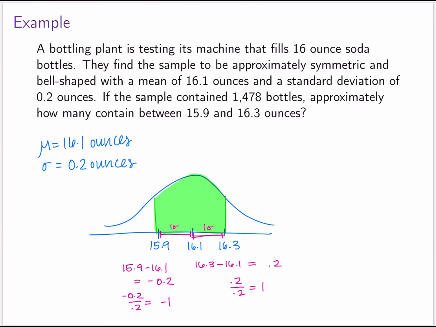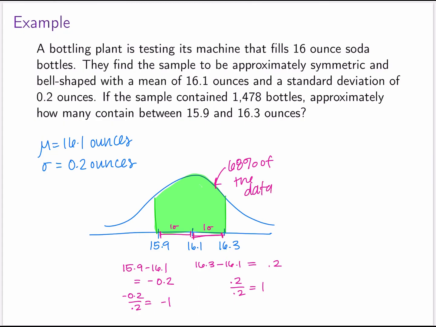So what's going on here? All of this data I'm looking at is within 1 standard deviation of the mean, and the empirical rule says that 68% of your data is within 1 standard deviation. So I know that 68% of the data is here.